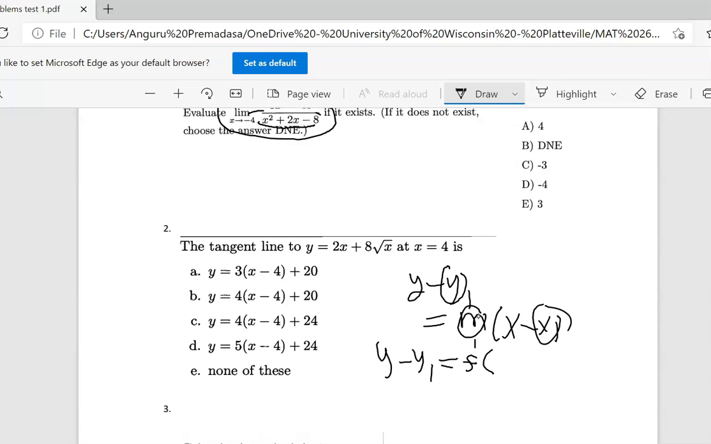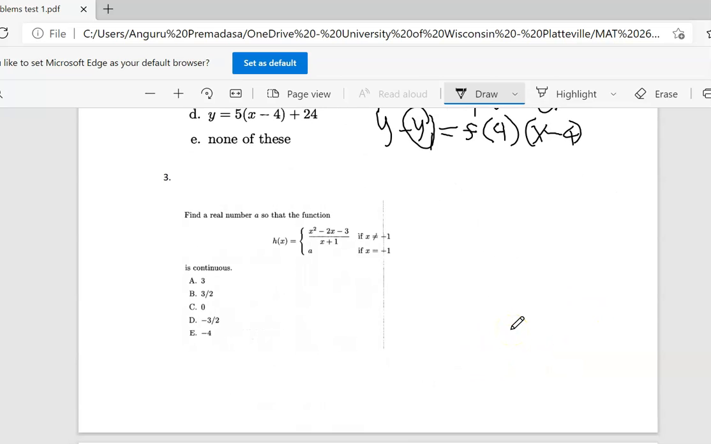So the derivative at what point? At 4, and x minus 4, and y1 is whatever you get from here when you plug in x equals 4. So you need to find the derivative using your derivative rules, right? Then plug in 4 and find the derivative, and then it's a matter of plugging that in after that.